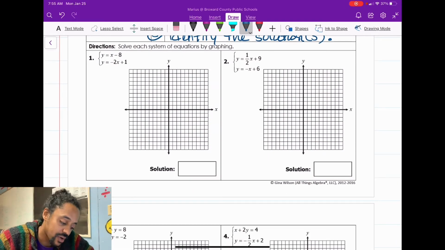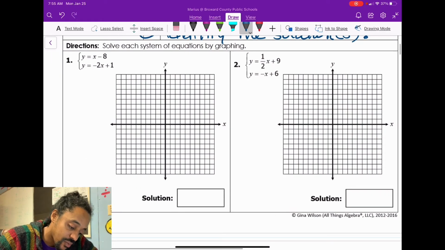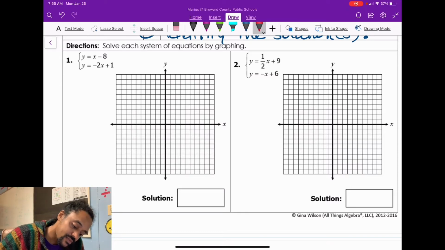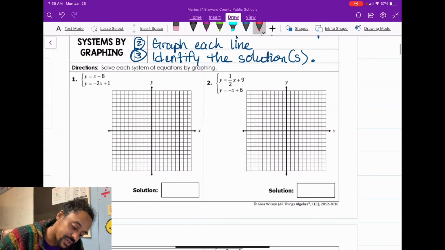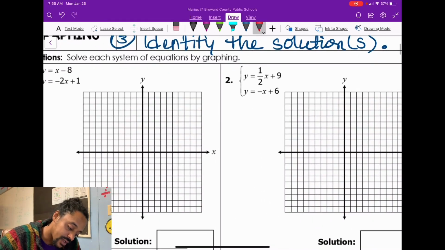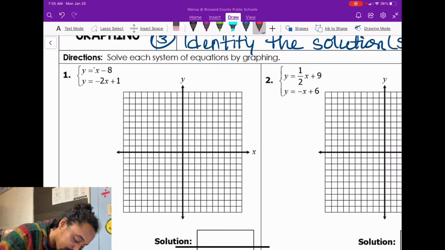Here we are at number 1. Let me go ahead and zoom in here. As we take a look at number 1, both of the equations are already written in slope-intercept form. And remember, slope-intercept form is y equals mx plus b, and we can put that right here. Slope-intercept form is y equals mx plus b. As I said before, for number 1, both of the equations are already in slope-intercept form.